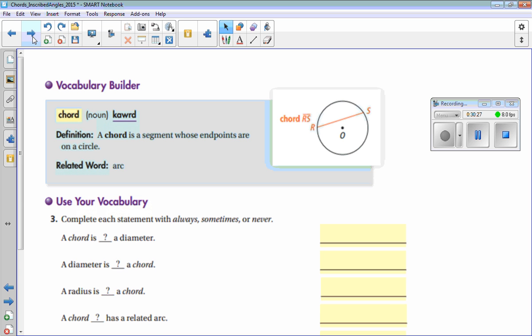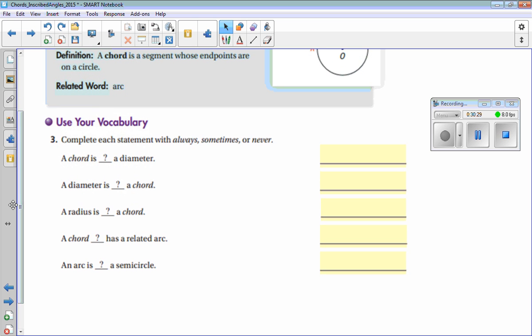We know what a chord is. So let's ask a sometimes, always, never situation. You don't have to write this down. Let's just go through it. Number one. Amira, what do you think? A chord is a diameter: sometimes, always, or never? Sometimes? I agree, sometimes it is.